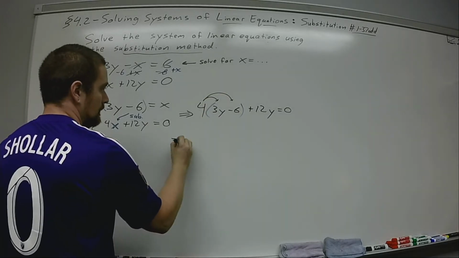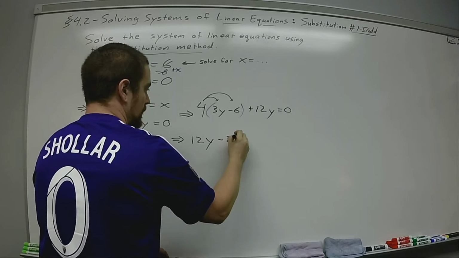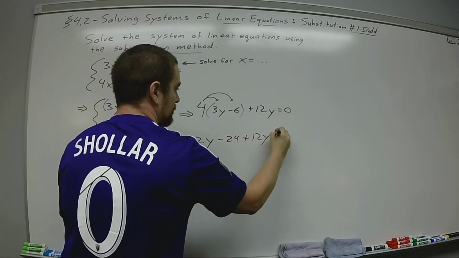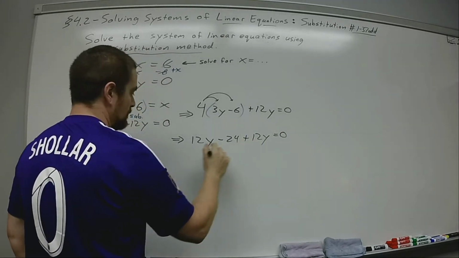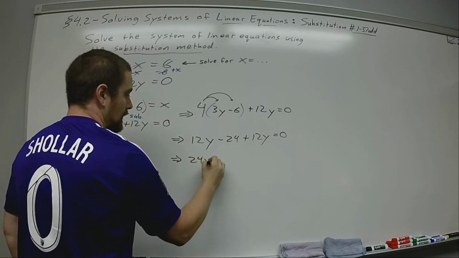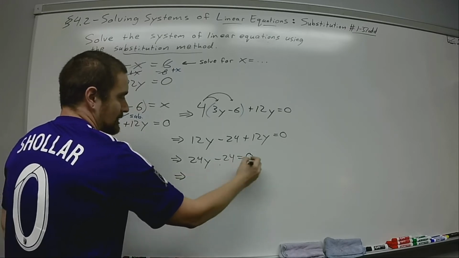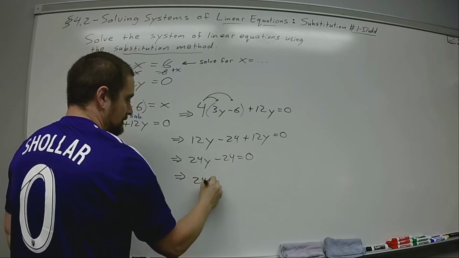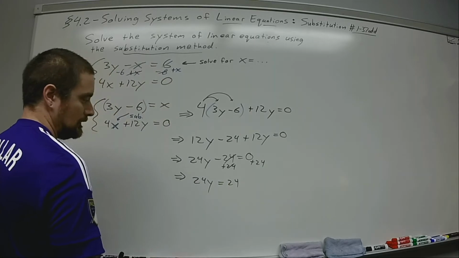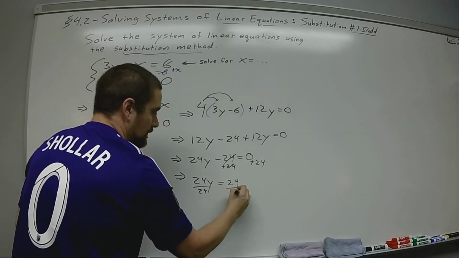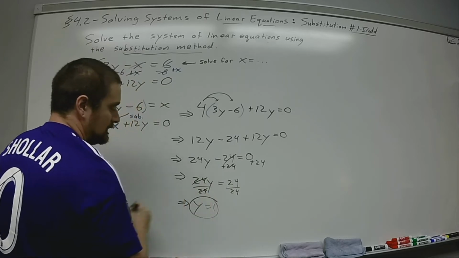Let's find that variable. So again, I'm going to distribute the 4 to get 12y minus 24 plus 12y is equal to 0. Both of these are positive 12y. So I've got 24y minus 24 is equal to 0. Let's add that 24 over on both sides so that we get 24y is equal to 24. Let's divide by 24 on both sides. 24 over 24 is exactly 1. So then my y value must be exactly 1.